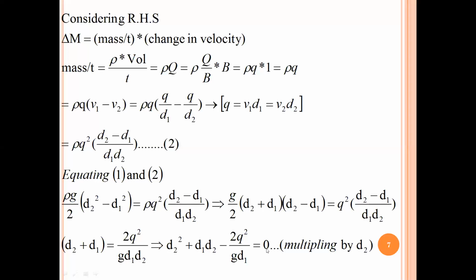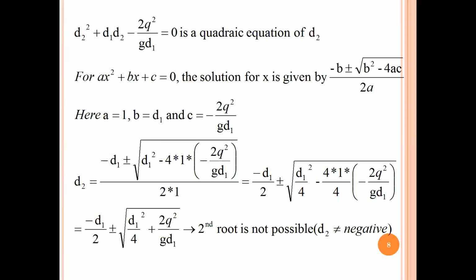Now if you see, it's a quadratic equation in d2. Since it's a quadratic equation, we'll find the roots of the quadratic equation here. For ax square plus bx plus c is equal to 0, the solution for x is given by minus b plus minus root of b square minus 4ac divided by 2a.